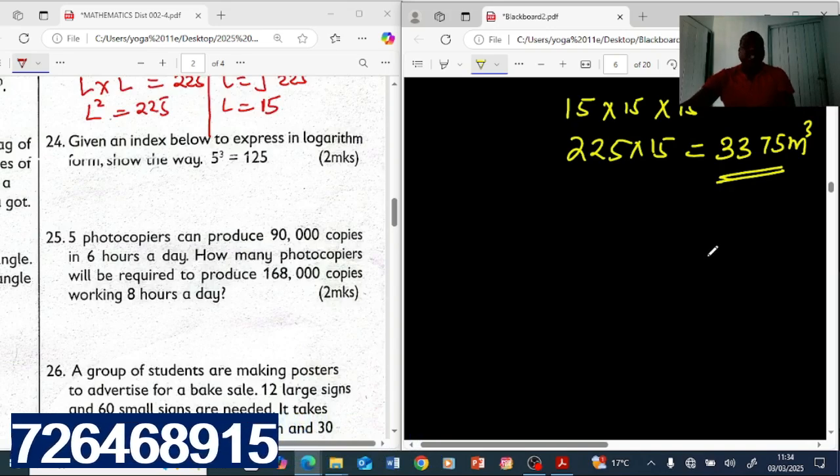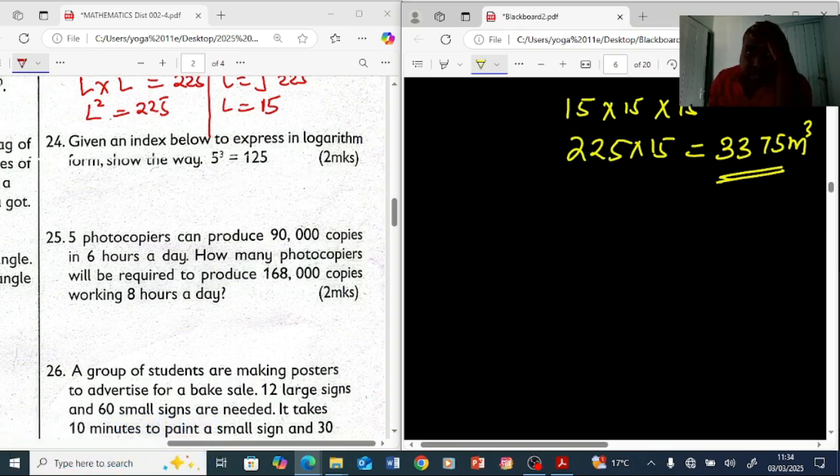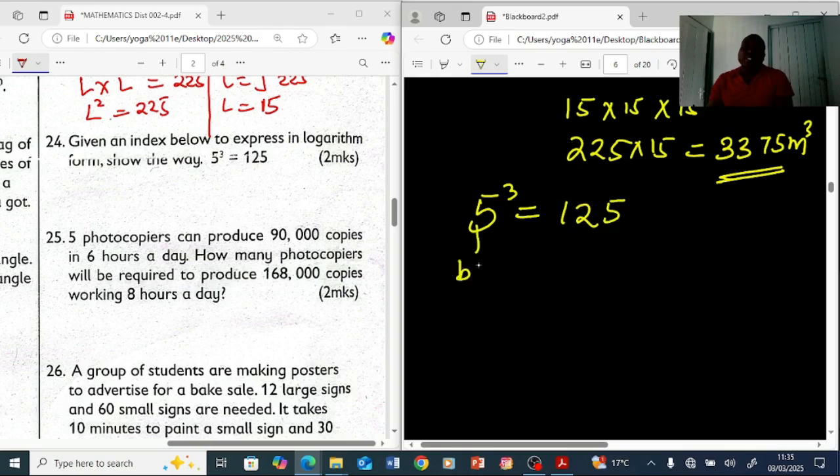Given an index below, express it in logarithmic form. So we have 5 cubed is equal to 125. So you can say this is the base, this is the power, and this is the answer.